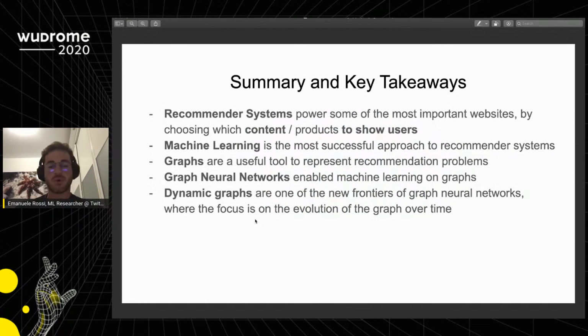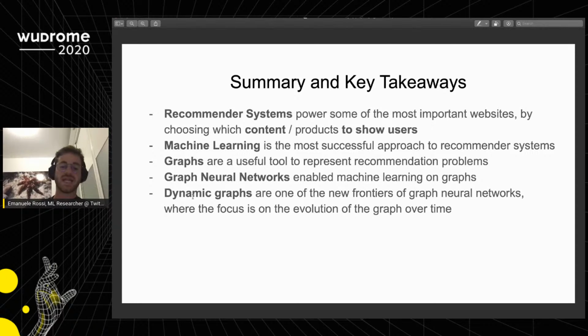So just a quick summary and some key takeaways from my talk. We've seen that recommender systems power some of the most important websites, and basically they choose which content or products to show users. We're also seeing that machine learning is the most successful approach to recommender systems, and at the same time, graphs are a useful framework to represent recommendation problems. Luckily, we have graph neural networks, which enable us to do machine learning on graphs. And so we are able to solve these problems using this tool.